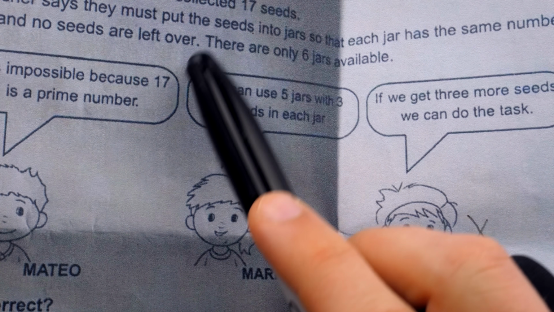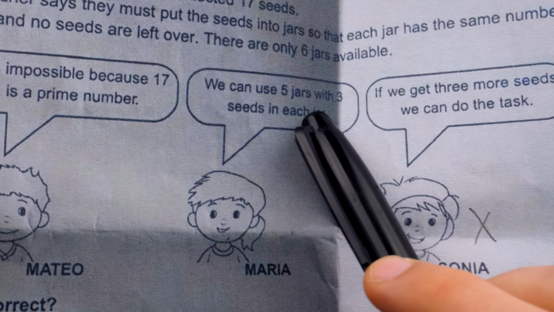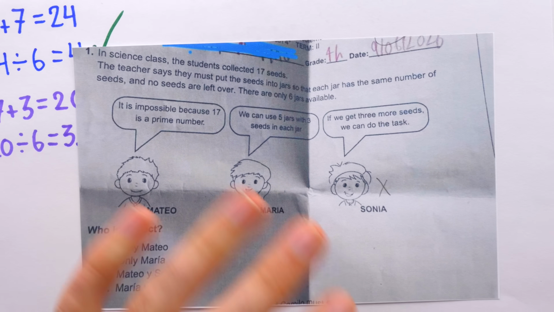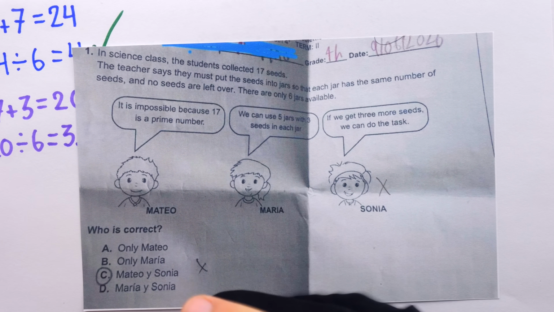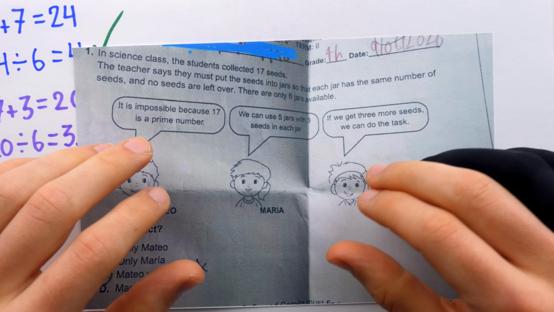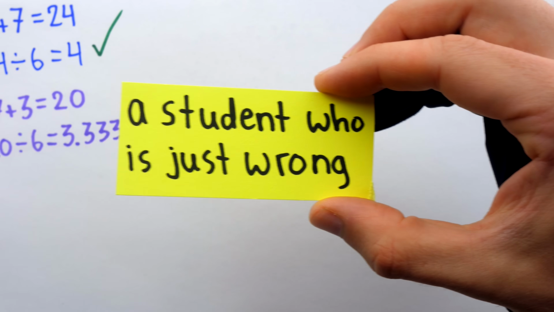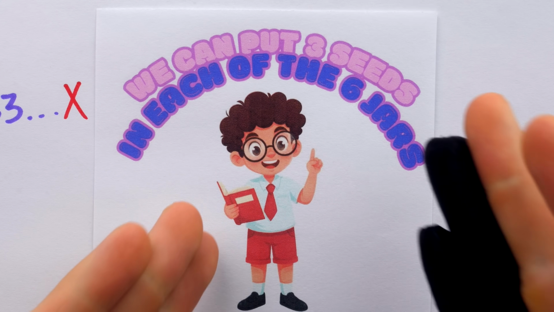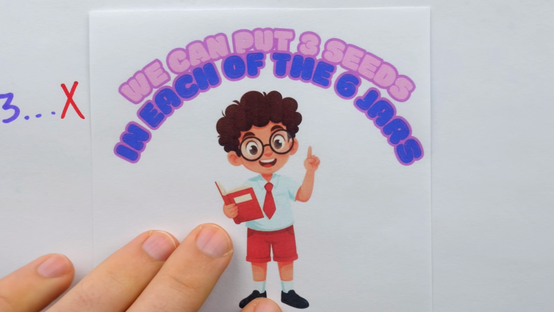Maria said we can use 5 jars with 3 seeds in each jar. What the heck? This answer is horrible too. Like, I would expect 3 tiers of potential statements from the hypothetical students that form this exercise. A student who is just wrong. Like, we can put 3 seeds in each of the 6 jars. They get what we're trying to do, but they're just off by 1.